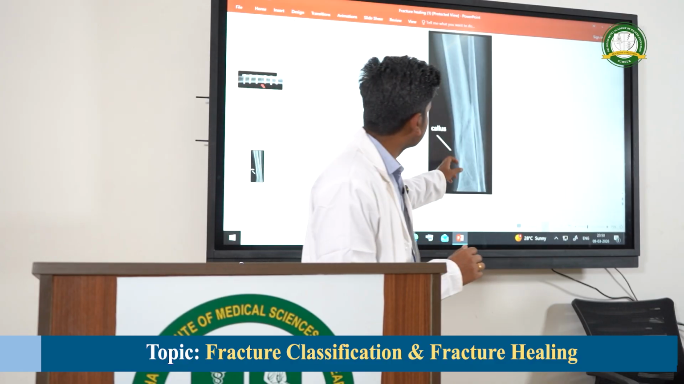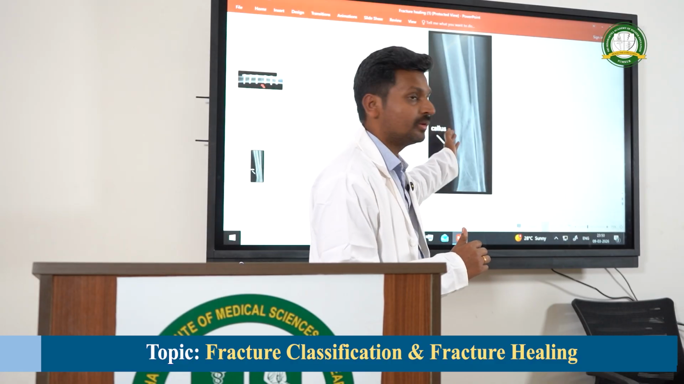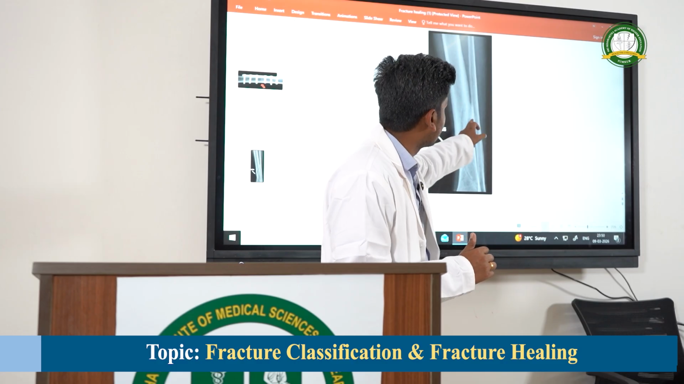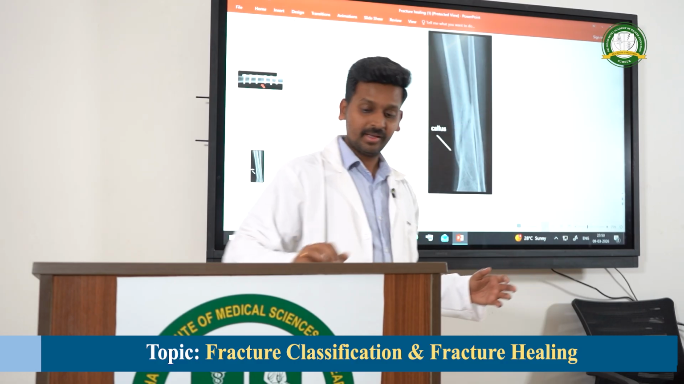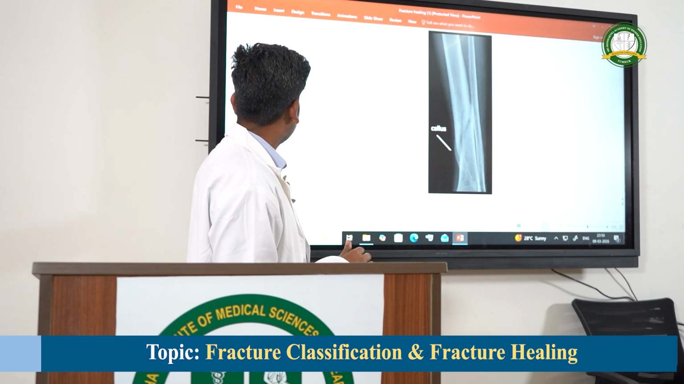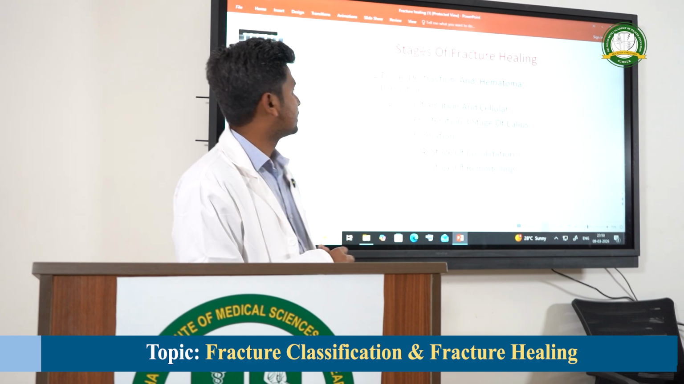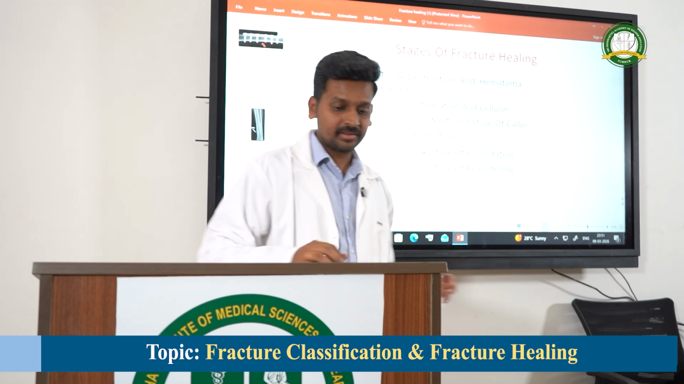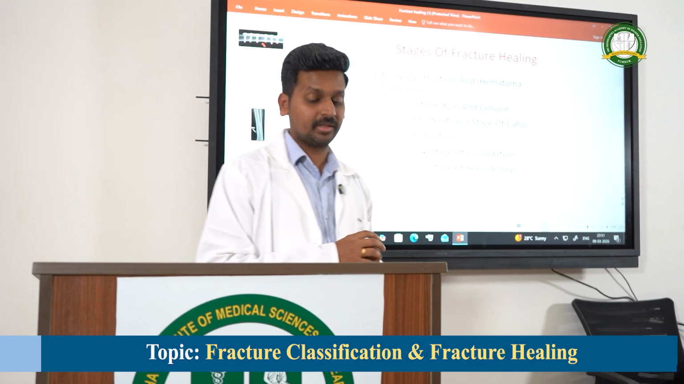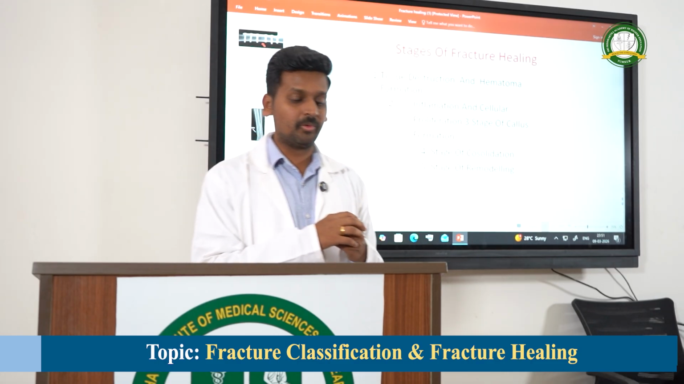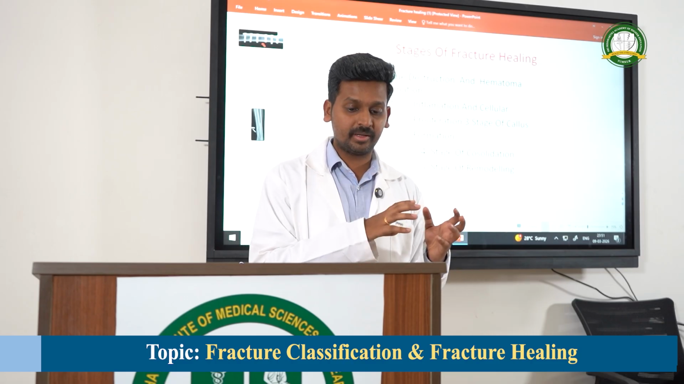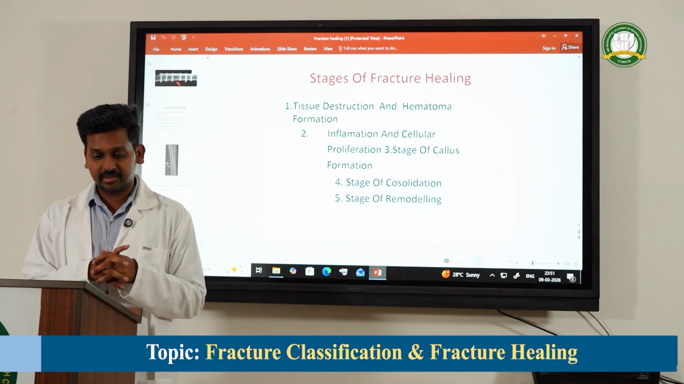You can see in this example, other than the original bone, there is some amount of extra bone formation around the fracture site. This is called callus formation. This is a form of secondary healing. So next we'll go into the stages of fracture healing. There are 5 stages. The first one is tissue destruction and hematoma formation. Whenever there is a break in the bone cortex, there will be some amount of inflammation and cellular proliferation.